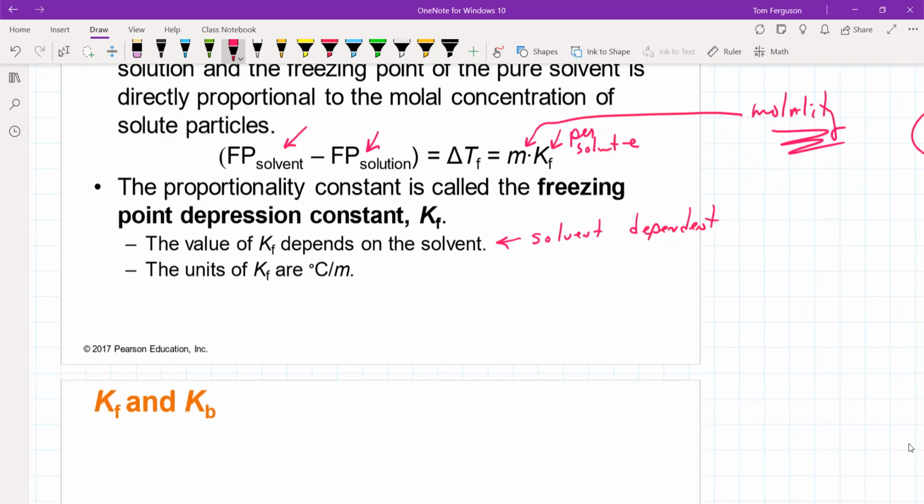Why do you think the value, this K value, K sub F or K sub B, for freezing point depression and boiling point elevation, is determined by the solvent?